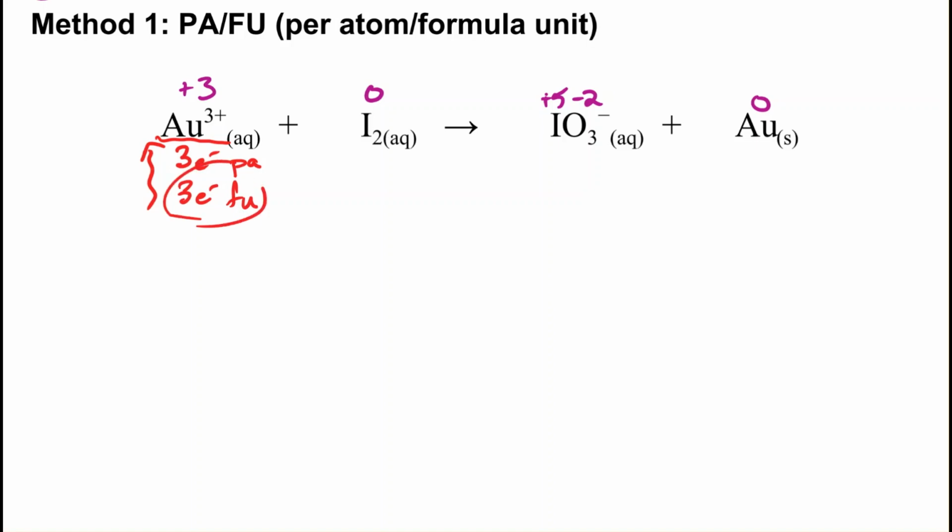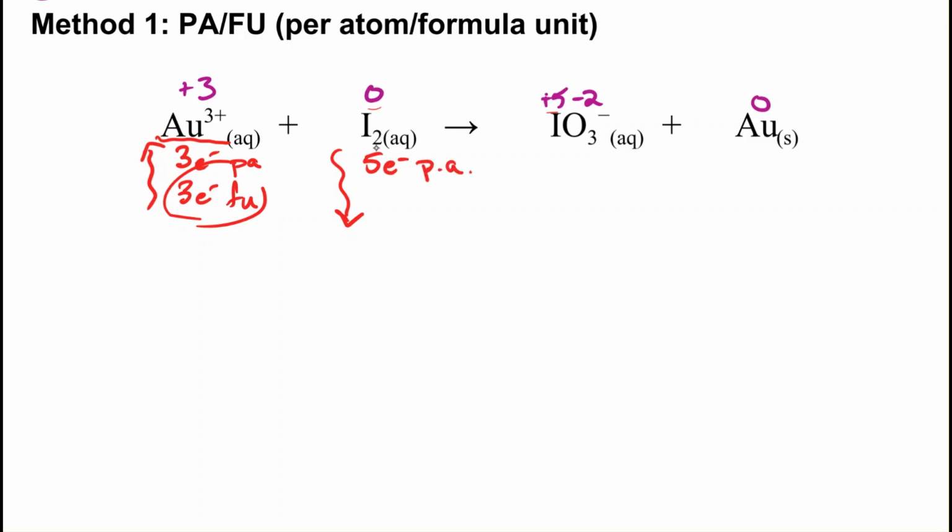Let's look at the iodine. First of all, if the gold is gaining electrons, the iodine has to be losing electrons. And let's see, it's going from 0 to +5. Well, that sure does seem like it's becoming less negative, so it's losing electrons. Each iodine, each single atom is going from 0 to +5. So what that means is it's 5 electrons per atom.